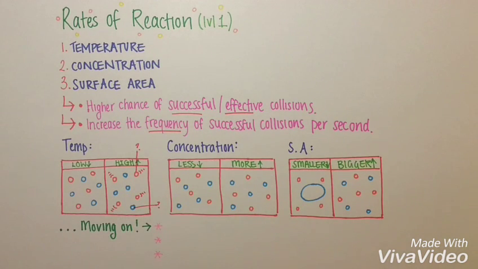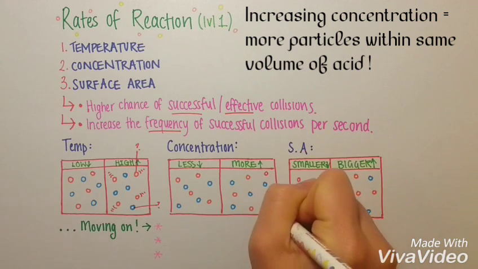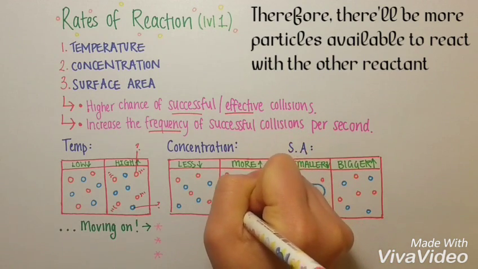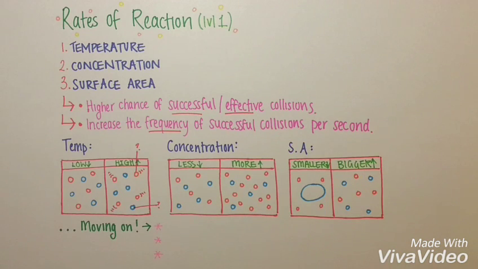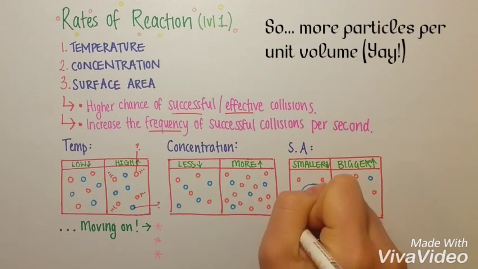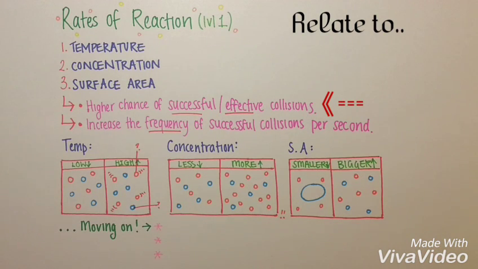The next method I'll be talking about is concentration. Increasing the concentration of an acid means that there will be more particles within the same volume of acid. Therefore, there will be more particles available to react with the other reactants. In other words, there will be more particles per unit volume. This will too increase the chance of successful or effective collisions and the frequency of successful collisions. Note here as well that you need to be talking about the specific reactants unless the question is generalized.